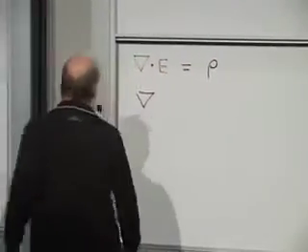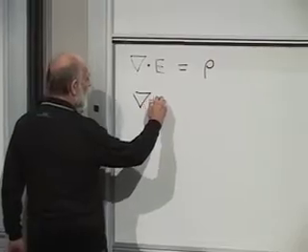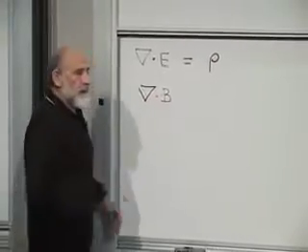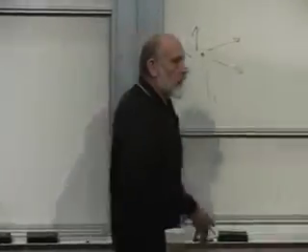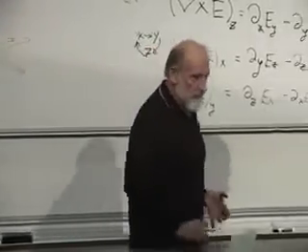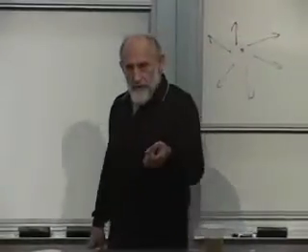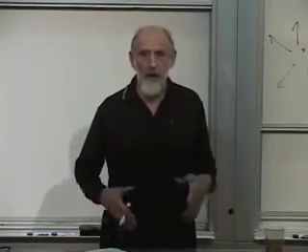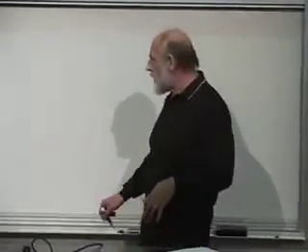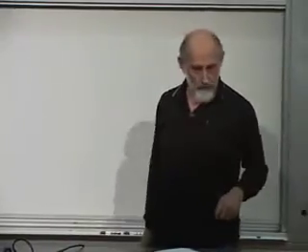Okay. Now, the corresponding equation for the magnetic field is del dot B, and what you might think you should put on the right-hand side is some density of magnetic charge. Well, what does magnetic charge mean? It would mean a little particle which we call a magnetic monopole. A magnetic monopole would be a particle that the magnetic field lines would radiate out of.